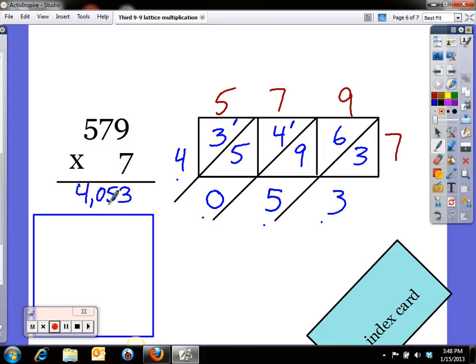And that's it. I have about half of my class that loves the lattice method, and half of my class that hates the lattice method, but as far as I'm concerned, if they can get the right answer using the lattice method or partial products, I'm good with that.